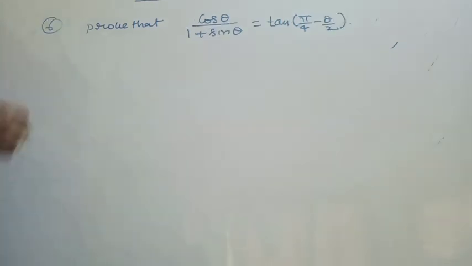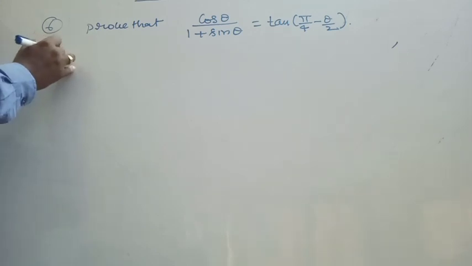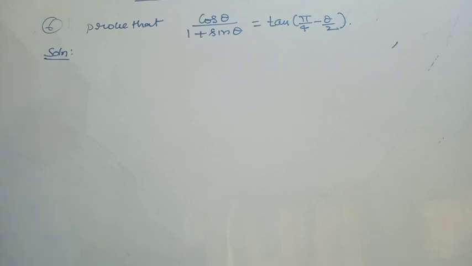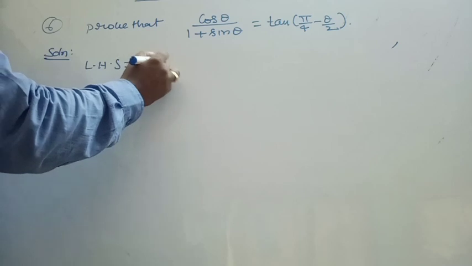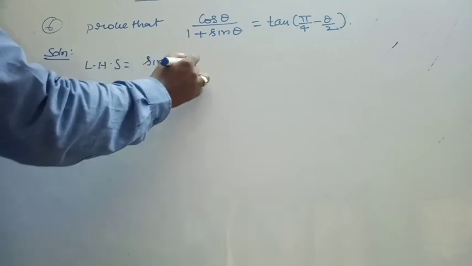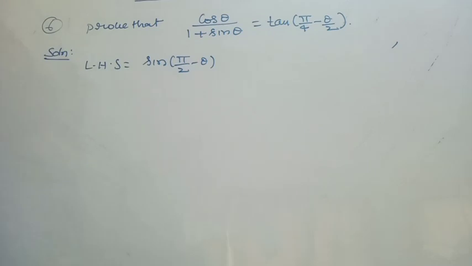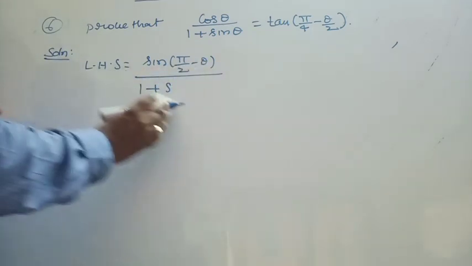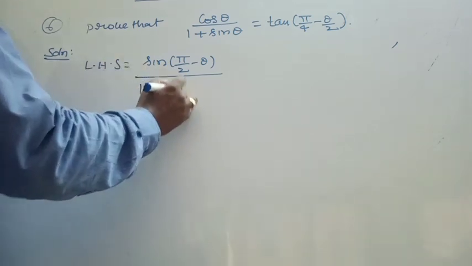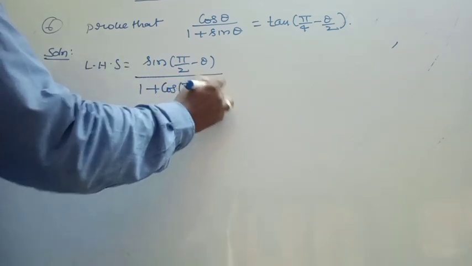Now see my dear students, one more interesting problem, that is the sixth one. Prove that cos theta by 1 plus sin theta equals tan of pi by 4 minus theta by 2, right my dear students? How are we going to do this also? The left hand side we are having cos theta, I write it as sin of pi by 2 minus theta, because cos theta equals sin 90 degrees minus theta, divided by 1 plus sin theta, that I write as 1 plus cos of pi by 2 minus theta, like this.